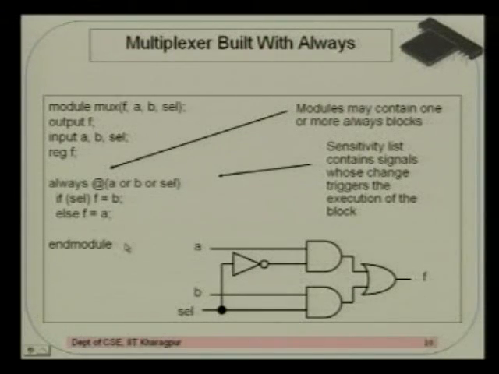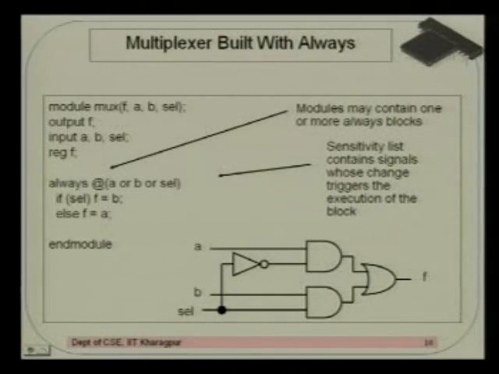play. That means, for example, the right hand sides of the assignments are evaluated, and they are assigned to the left hand side. But what happens if A, B and select do not change? Then this block does not come into play. So the variable f is holding the previous value. It behaves like a register, and therefore the data type of f is commonly called reg f. So you write reg and you follow that by f.